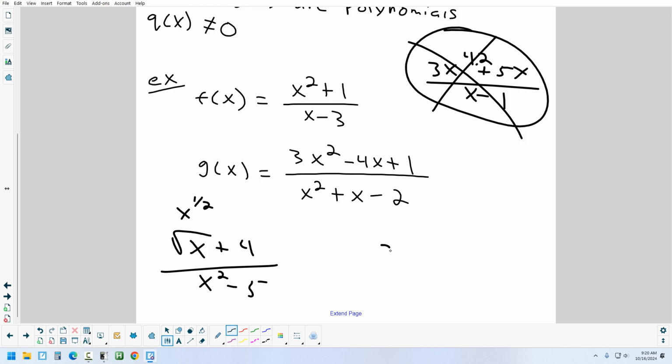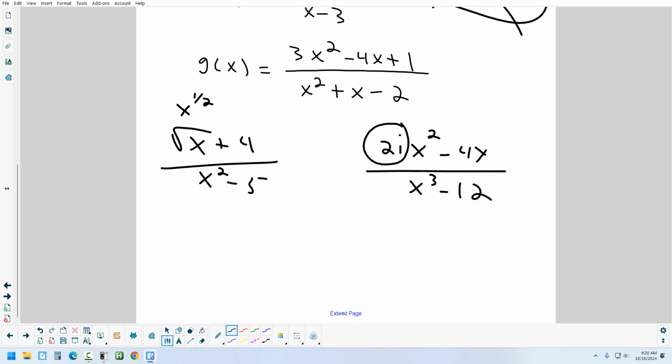How about this? Is that a rational function? No. What makes that one not rational? The 2i. Polynomials have to have real coefficients. They can't have imaginary coefficients. So no imaginary coefficients, no negative exponents on the variable, no decimal exponents on the variable.